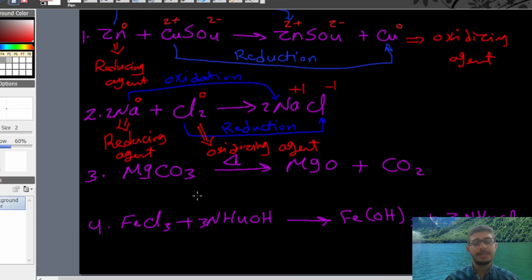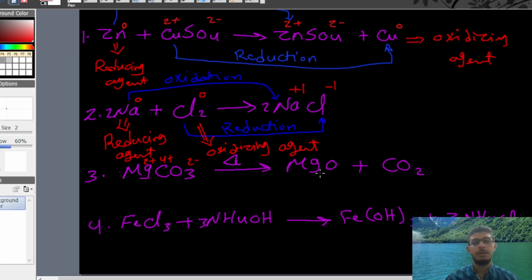Okay. So let's look at this third example. We have here magnesium carbonate decomposed by heat into magnesium oxide plus carbon dioxide. Let's look at the oxidation state of magnesium. It's 2 positive and the carbonate 2 negative. But we need to determine the oxidation state of the carbon here. It should be 4 positive, and each oxygen atom 2 negative.